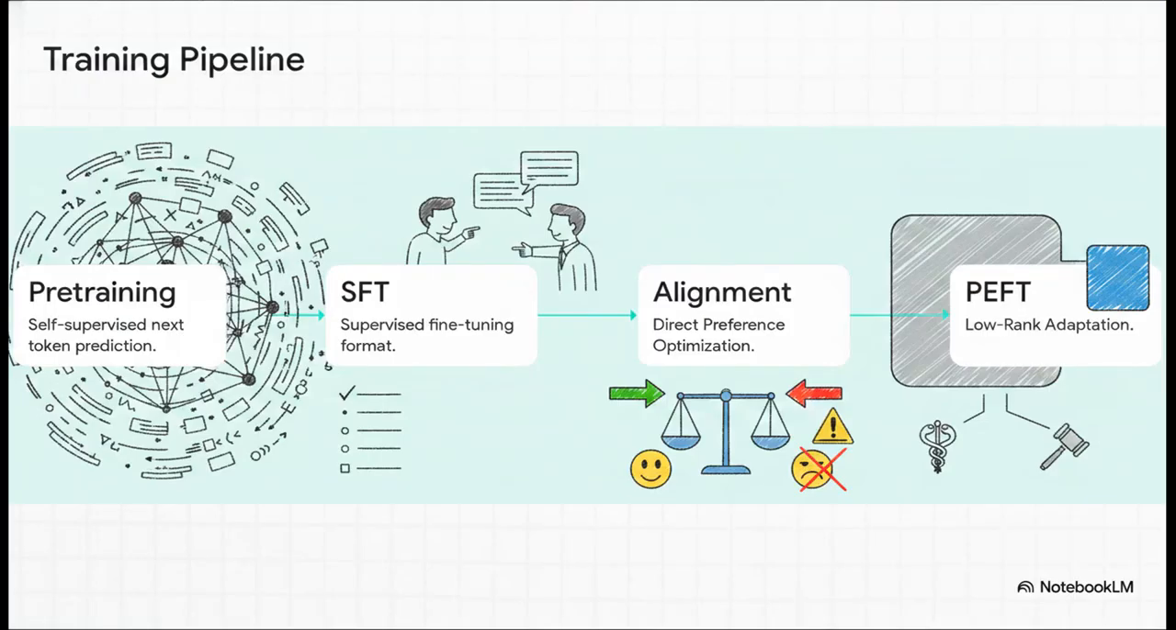This 4-step blueprint right here is pretty much everything you need to know about the modern training pipeline. First up, self-supervised pre-training. That's where the model ingests petabytes of data, just learning to predict the next token. Then comes supervised fine-tuning, where human-curated instruction sets teach it to format responses properly. Step 3 is alignment, which ensures the model is safe and helpful. And finally, we have parameter-efficient fine-tuning, like LoRA.